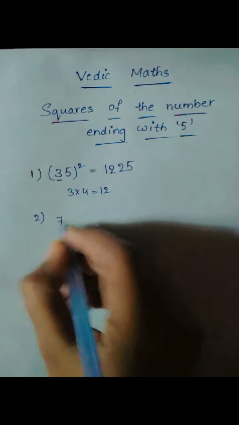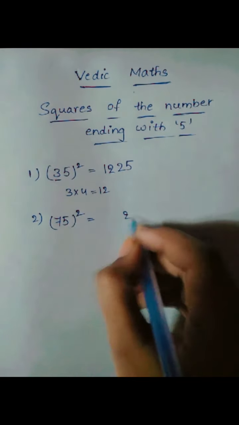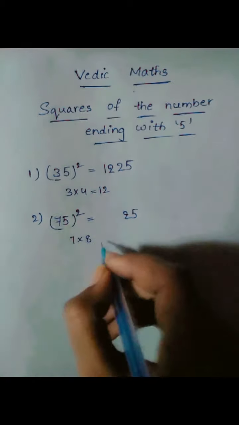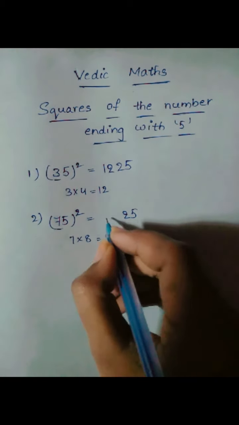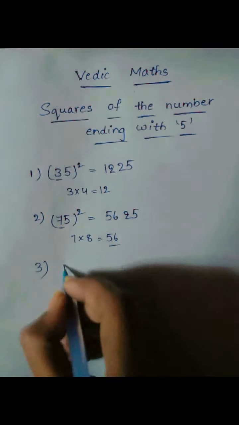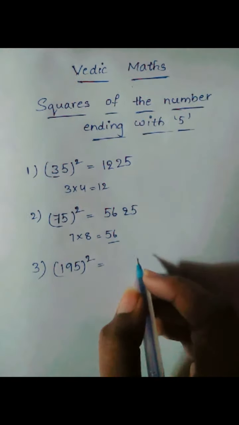Next, 75 whole square is equal to 5 square 25 and 7 into 8 is equal to 56. We have to write this beside 25. Next, 195 whole square, and this is a task for you.